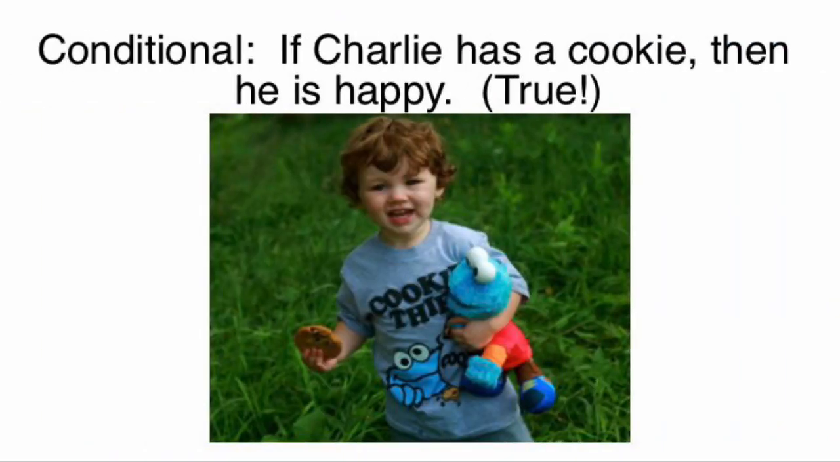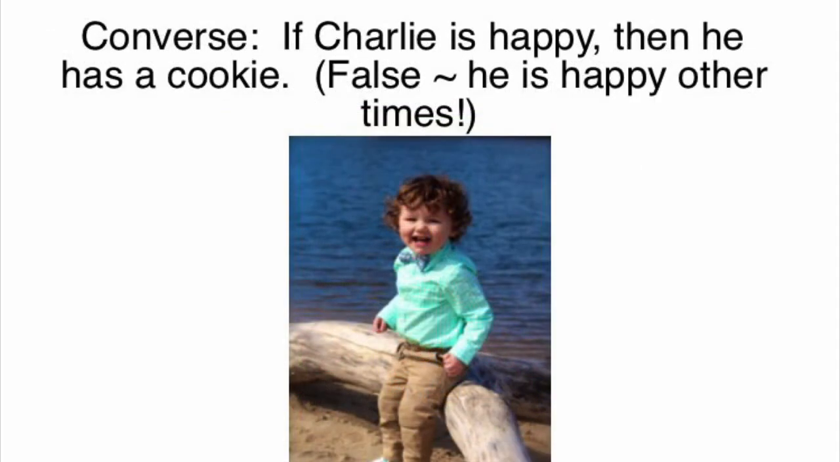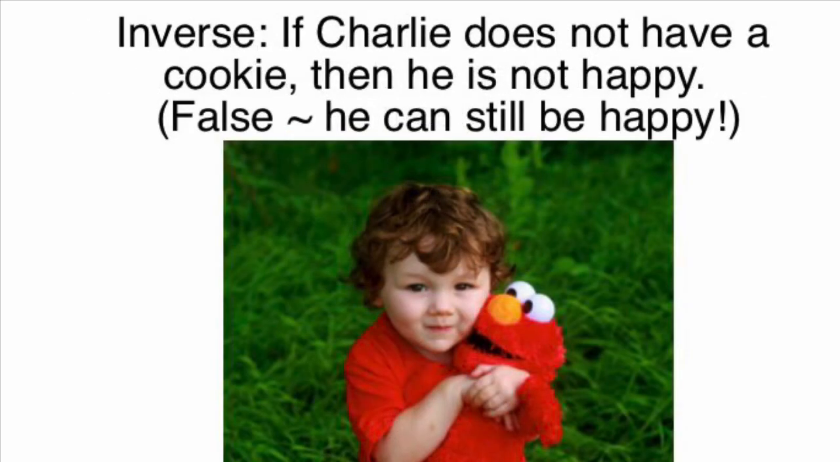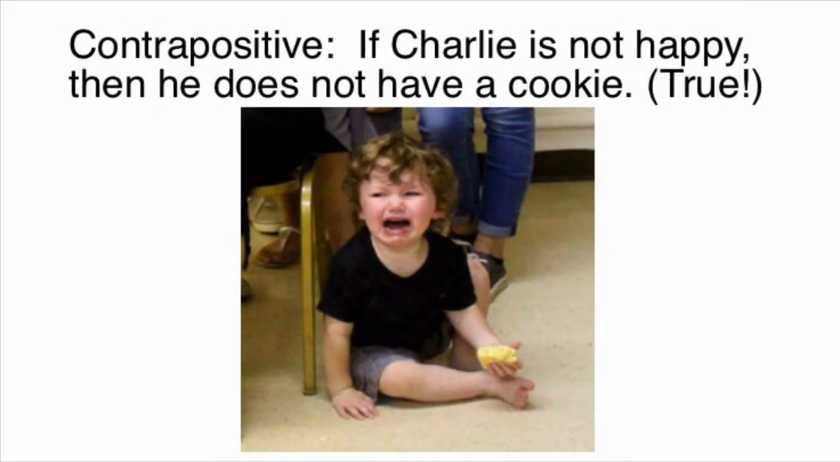Here is an example of a conditional statement. If Charlie has a cookie, then he is happy. And that is true. The converse is if Charlie is happy, then he has a cookie. This is false because he can be happy other times. The inverse, when we negate each piece: if Charlie does not have a cookie, then he is not happy. Again, this is false because he can still be happy. And then finally, the contrapositive. If Charlie is not happy, then he does not have a cookie. And that is true because he doesn't have a cookie.